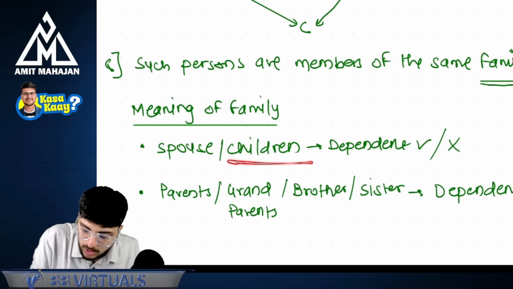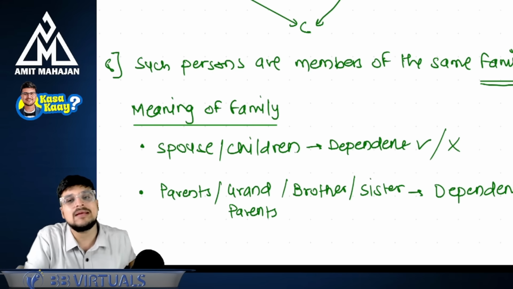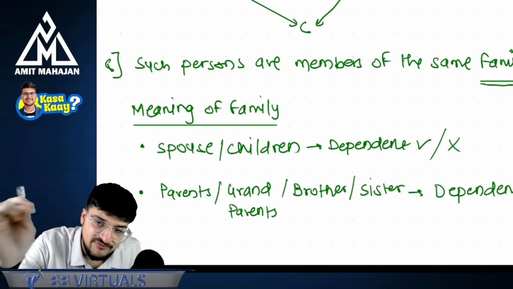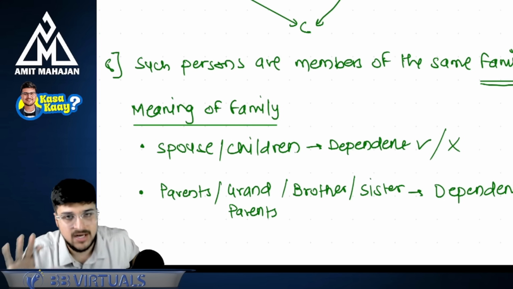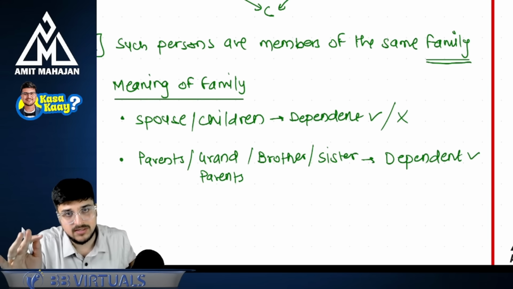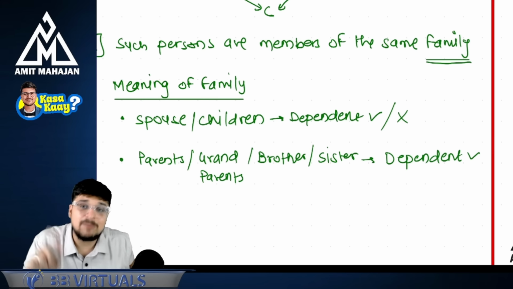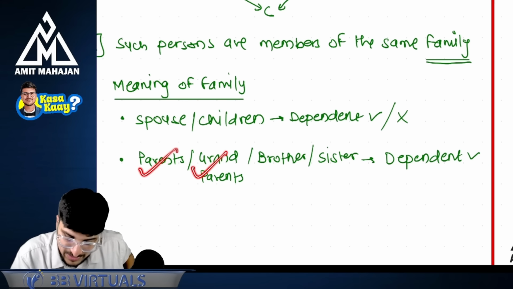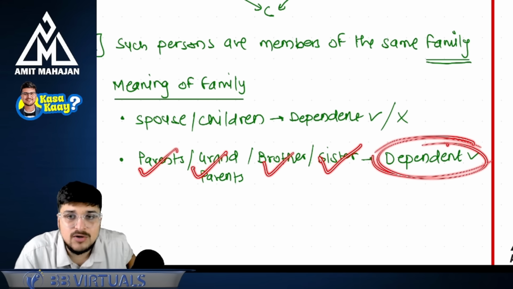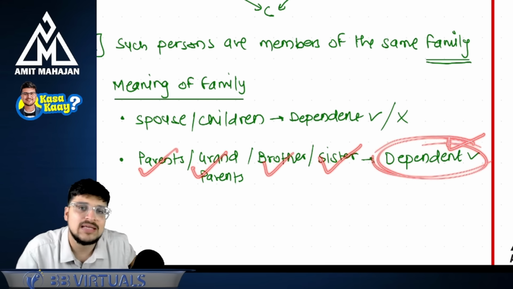If that person is my spouse, or my children, whether they are dependent or not, they will be considered as my family and ultimately related parties. Perfect, no problem. But specifically remember this: in case of parents, grandparents, brother, sister, only if they are dependent on me are they my related parties or my family. Are you understanding?